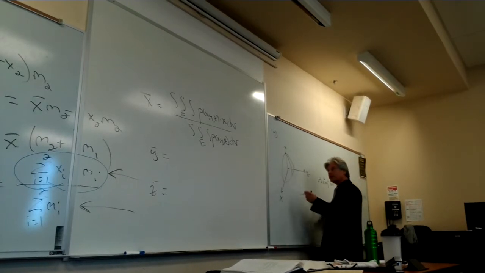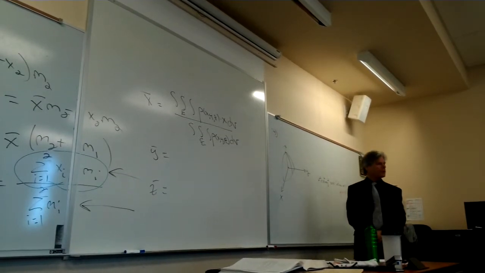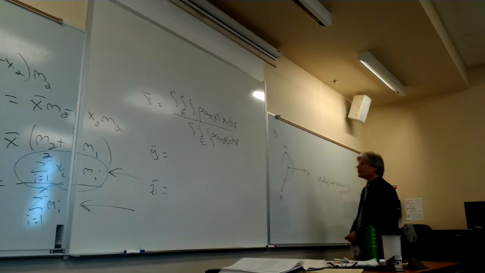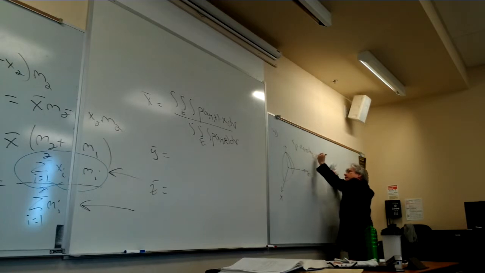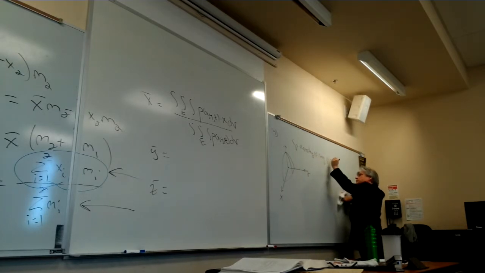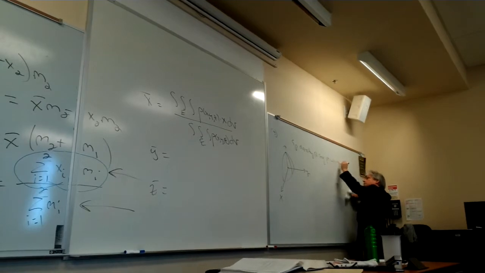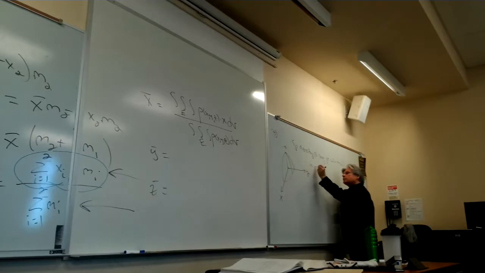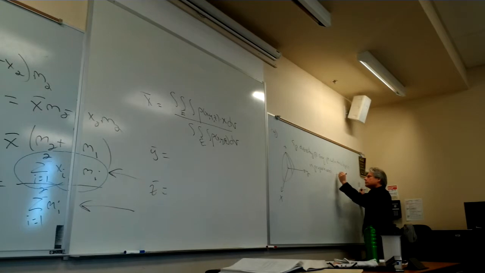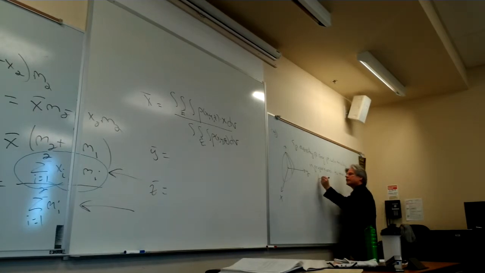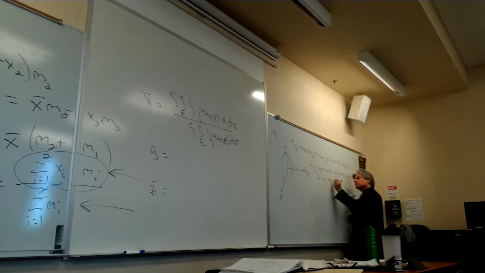And for x bar, the center of mass, I gotta give you a rho function. Can I make one up out of thin air? Suppose the density at any point within this object is proportional to the square of its distance from the origin.